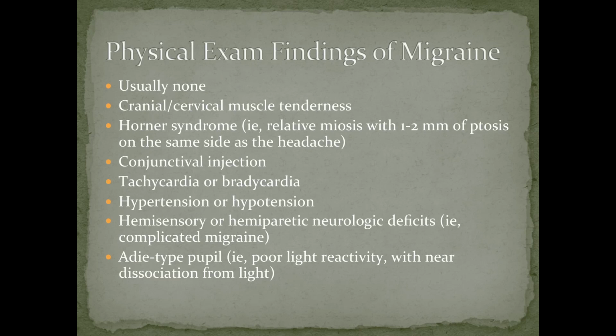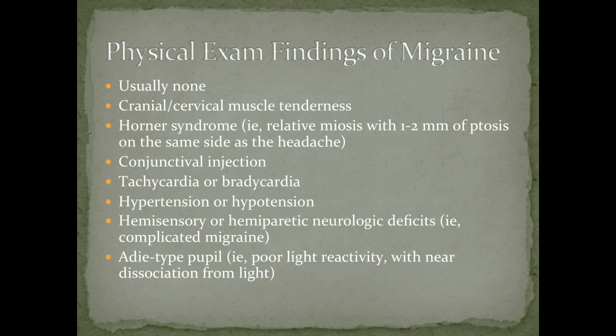Physical exam findings of migraine, usually none. You can have anything on this list here. One I'll point out specifically is hemisensory and hemiparetic neurologic deficits, and that's when they call it complicated migraine. That's when the associated aura persists with the migraine, so they actually present with symptoms that have a focal neurologic deficit.